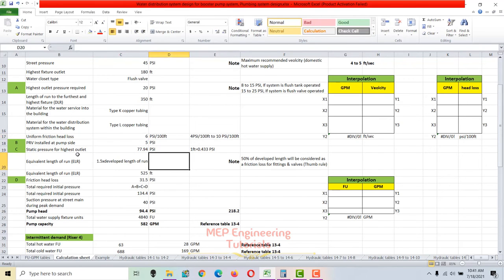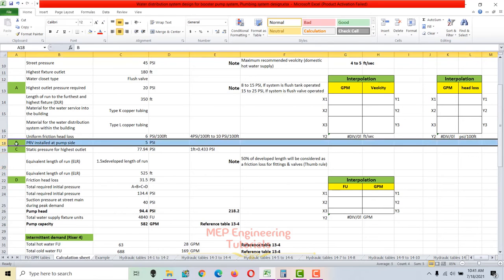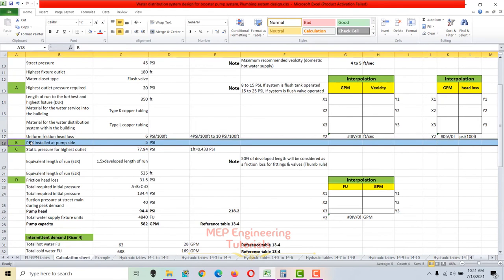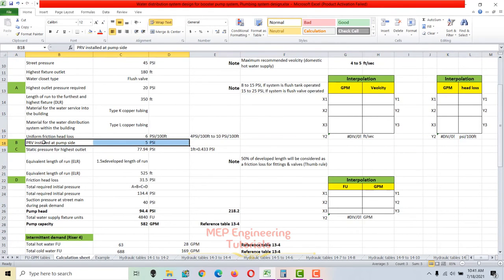Now the next thing we have to use over here is the PRV installed at the pump side. Obviously there will be a lot of fittings here also, like maybe some drain cock or something, and there will be a water meter here. So you need to add these values in here also. I added only the PRV, and this PRV pressure loss or head loss I got from the manufacturer or supplier of this PRV. So I need to add this value here, 5 psi. If we have a water meter over here, we need to add the water meter head loss here also.